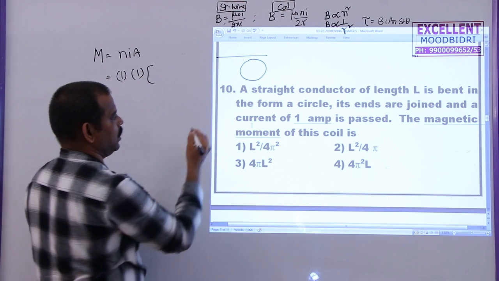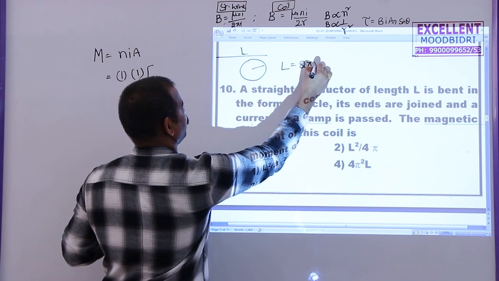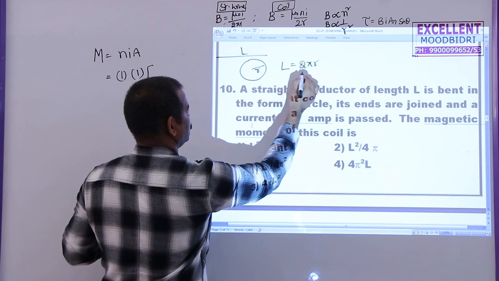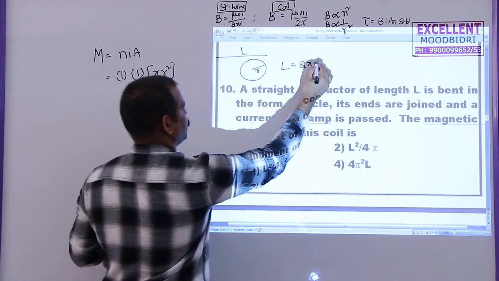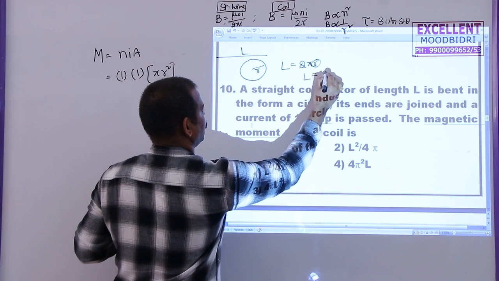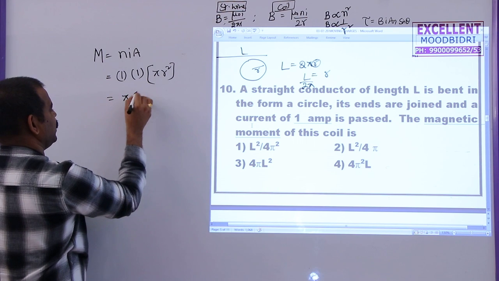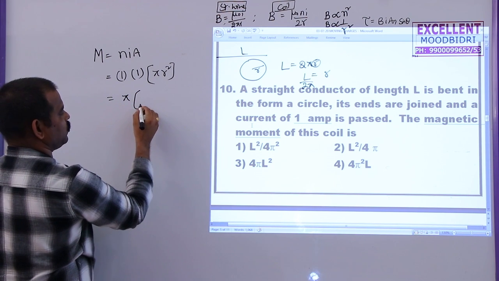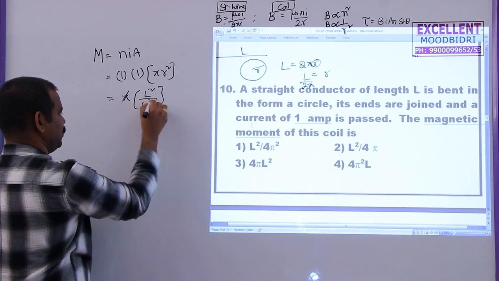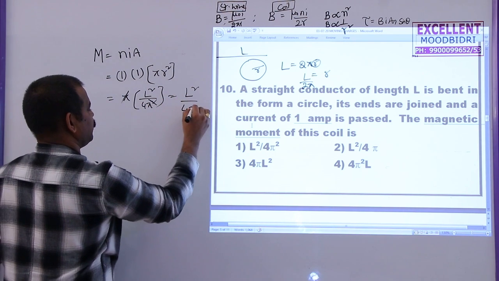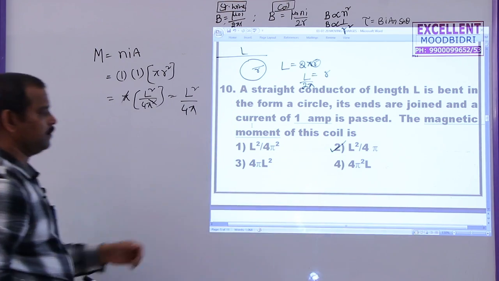So how to find this area? The length is given, so length is equal to 2 pi r. Area is pi r square. In place of r you can write L by 2 pi. So this will be 1 into 1 into pi into r, where r is equal to L by 2 pi. R square is equal to L square by 4 pi square. One of the pi will cancel. This is L square by 4 pi. So option 2 is correct here.